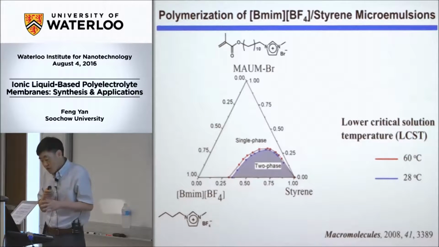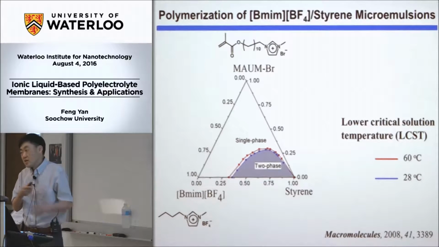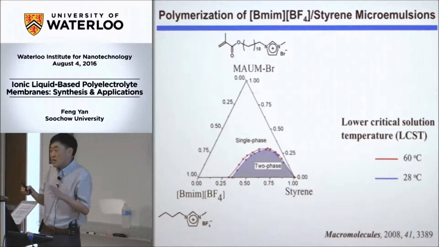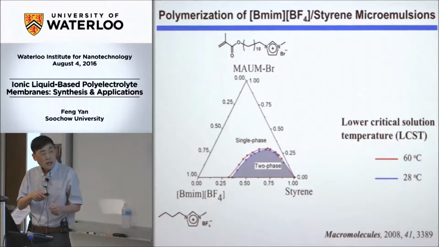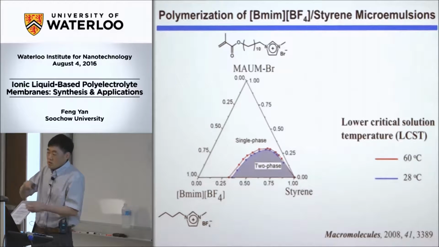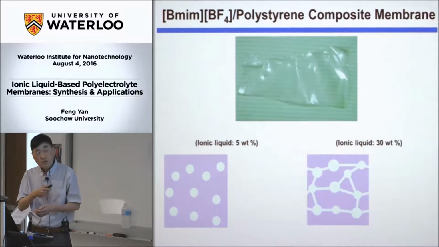The first example in this area is we use the styrene in the room temperature ionic liquid to prepare the micro-emulsion. We synthesize this surfactant. Actually, this surfactant also is a kind of ionic liquid, but here with a longer carbon chain, and it can behave as a kind of surfactant. Therefore, we get the transparent microemulsions without any other solvent. So if you pour this microemulsion into some template and photo cross-link it, then you can see this membrane.